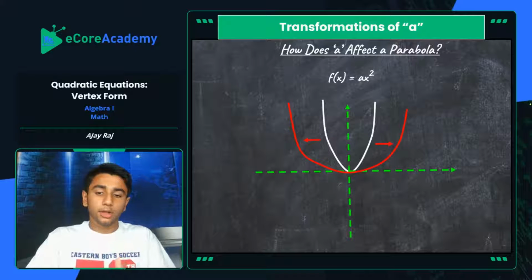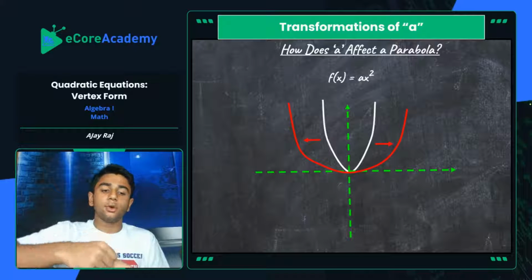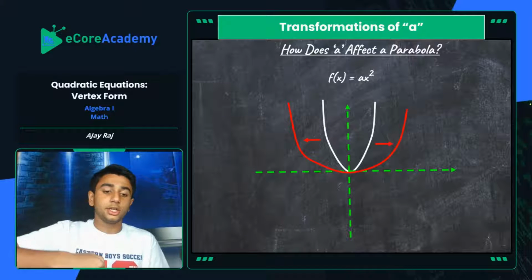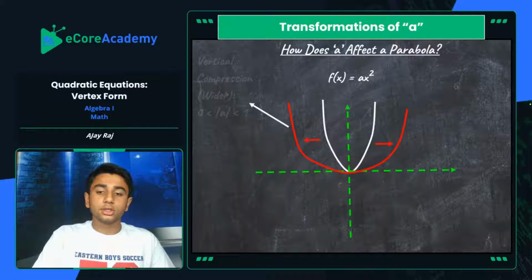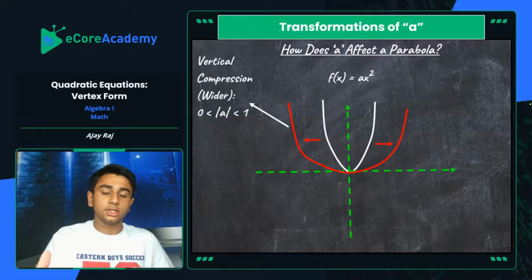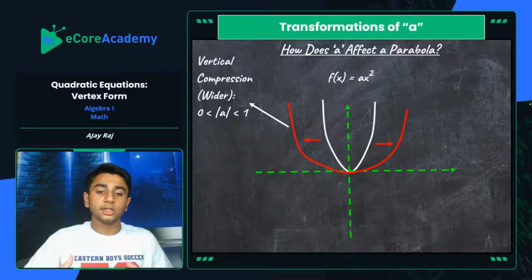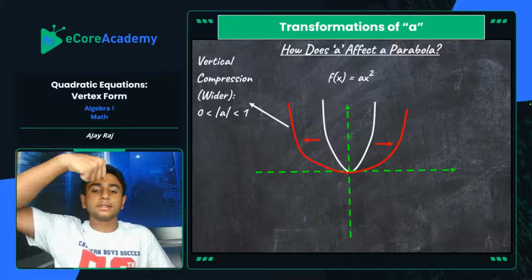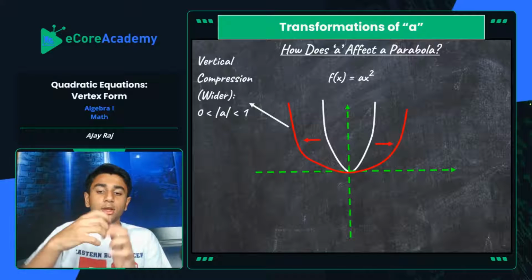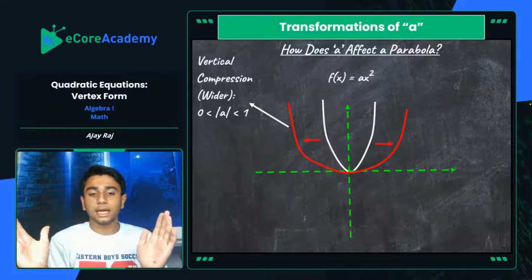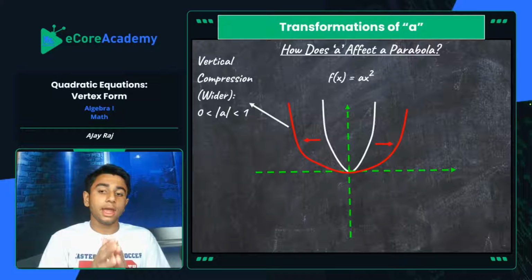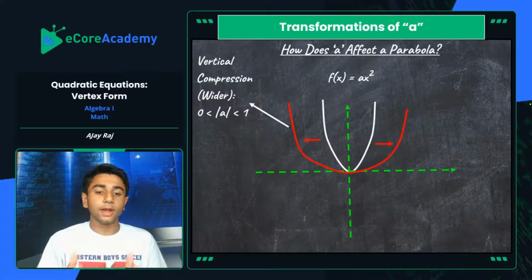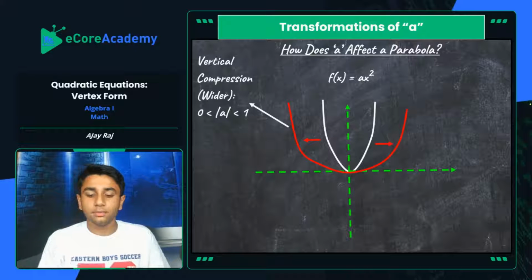In order to make it wider like this, literally stretching it out, it would be a vertical compression in this case, and it would have to be your a value that does it. Now you might be thinking, if I'm compressing it, aren't I making it narrower? Well, it's a vertical compression. You're essentially just smushing down the parabola, so it's actually going to become wider, seeping out through the sides. And in order to do so, the absolute value of your a has to be between 0 and 1. So it's going to be a fraction between 0 and 1, the absolute value of it.